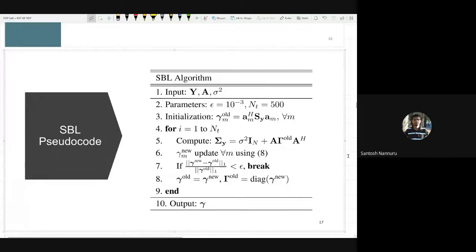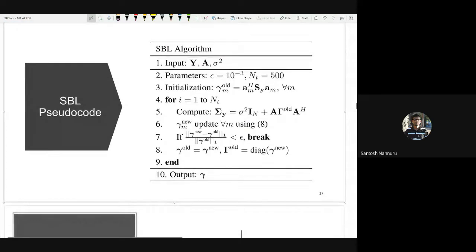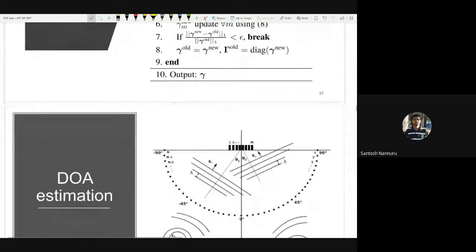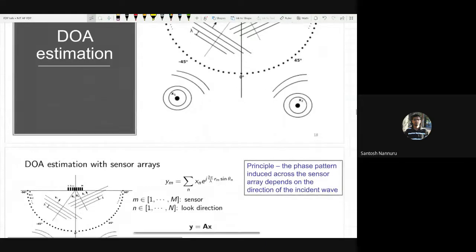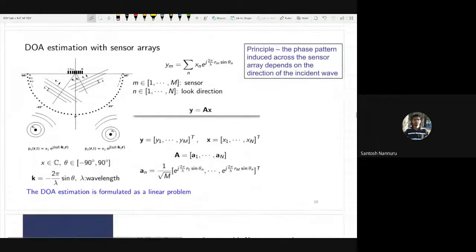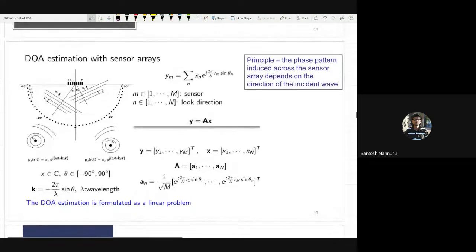So this was the algorithm part I wanted to discuss. I won't discuss much algorithms after this. I'll focus on DOA estimation. So this is the application which is of importance to us for today's talk. It's a bit of a busy slide.